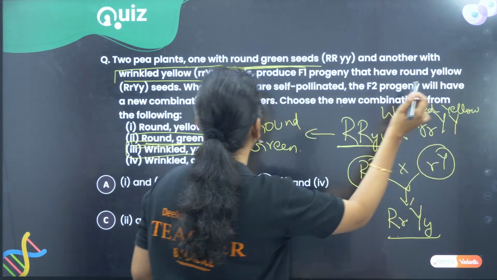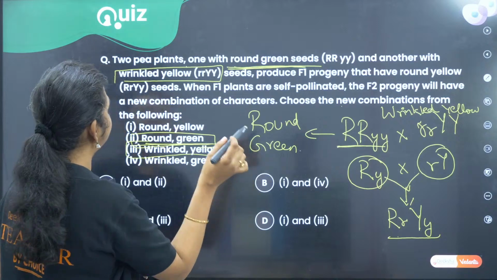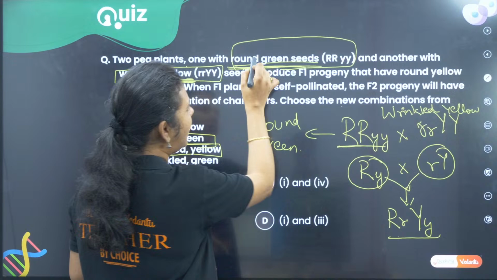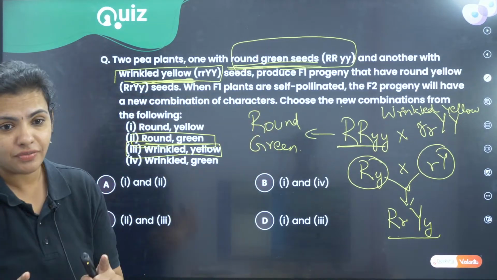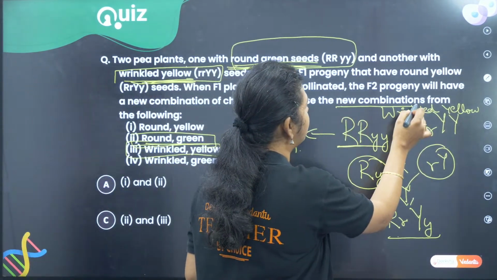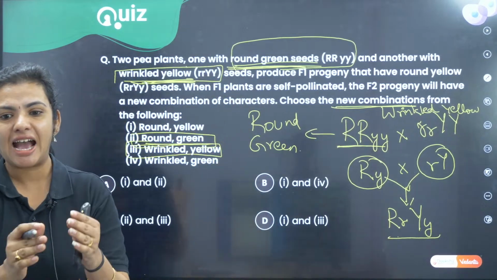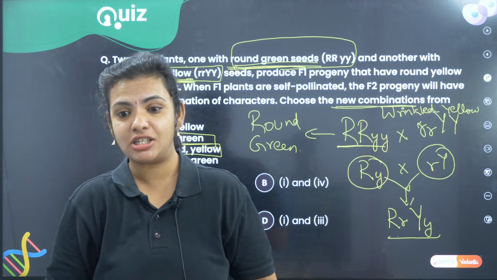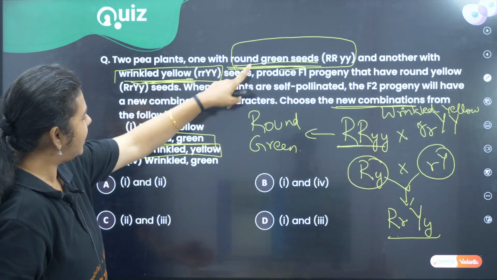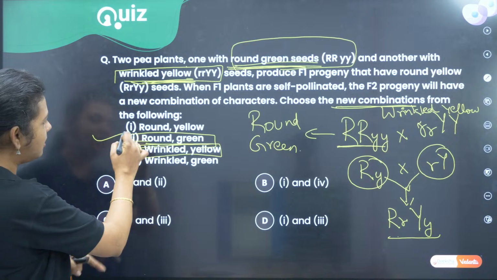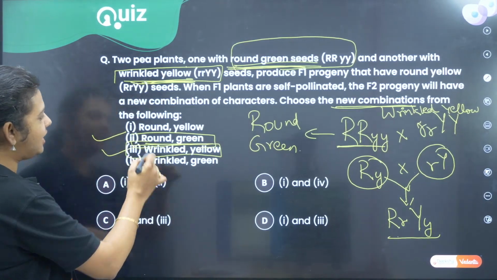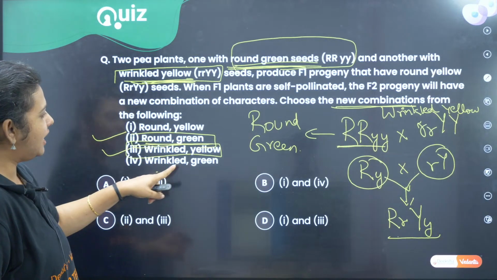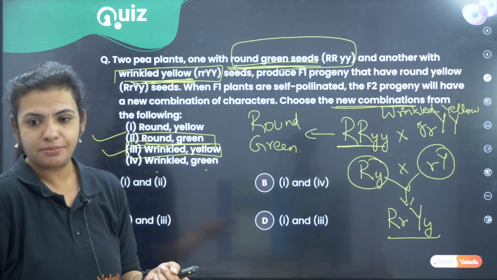Already they have given the parents. Correct? Okay. This is the parents that they have already given, and they are asking you what will be the new combination. It is as simple. If you just look at the question itself, you can answer this question. Correct? So, already round green is a parent here. Wrinkled yellow is a parent here. So, what is the new combination? Round yellow, wrinkled green. Correct?